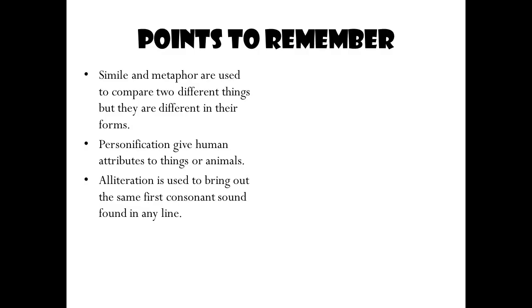Now let us try to remember what all we have learned today. Simile and metaphors are used to compare two different things, but they are different in their forms. Personification gives human attributes to things or animals. Alliteration is used to bring out the same first consonant sound found in any line.